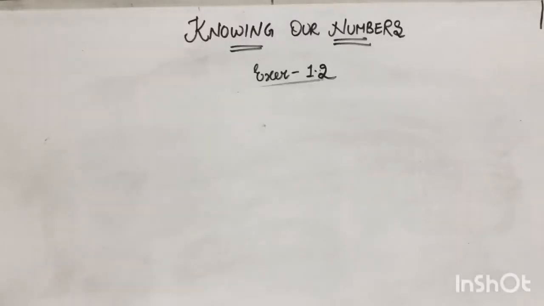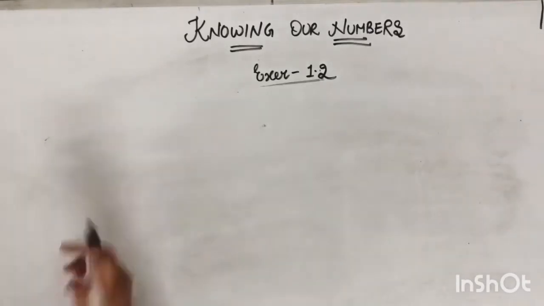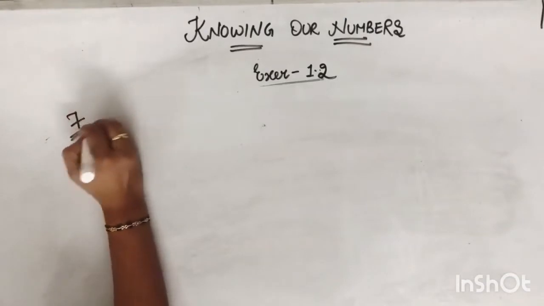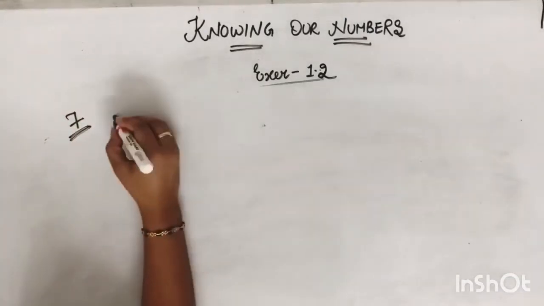Exercise 1.2. Seventh question. A merchant had rupees 78,592 with her. She placed an order for purchasing 40 radio sets at rupees 1200 each. How much money will remain with her after the purchase? So, write down the statements.